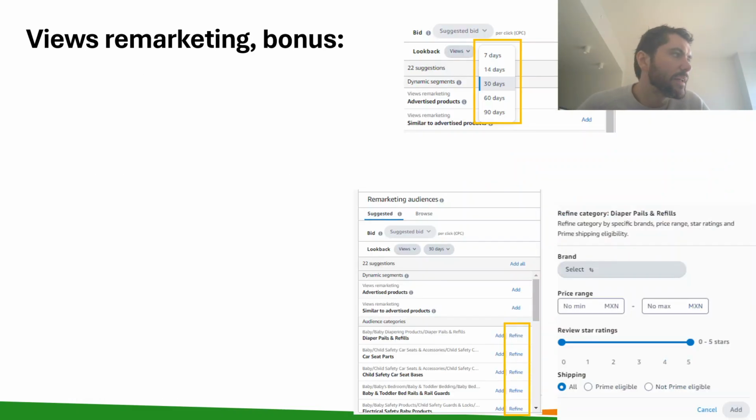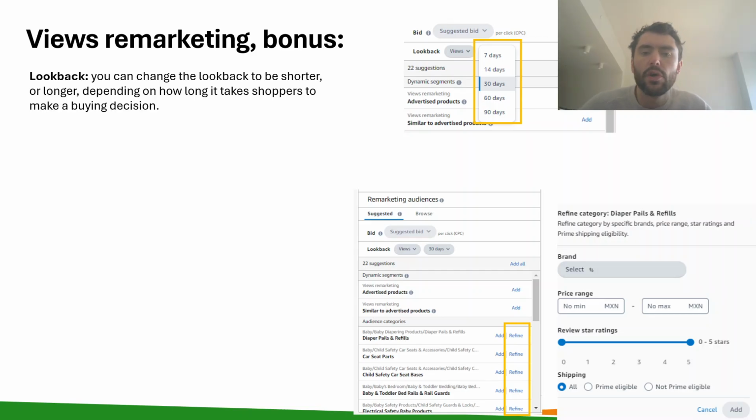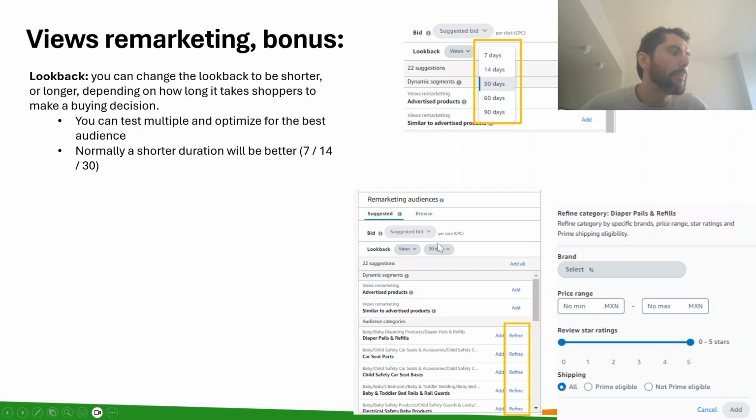Now, quick bonus here when it comes to views remarketing is you can change the lookbacks. So this is valuable for non-consumable products because obviously there's going to be a certain buying cycle where a large percentage of people actually end up saying, hey, we buy in the 7-day time frame or the 14-day time frame or the 30, and eventually a lot of those shoppers in the market are no longer going to be looking to purchase. So you can test multiple of these and optimize for the best, but typically a shorter duration, 7, 14, or 30 days is going to be better.